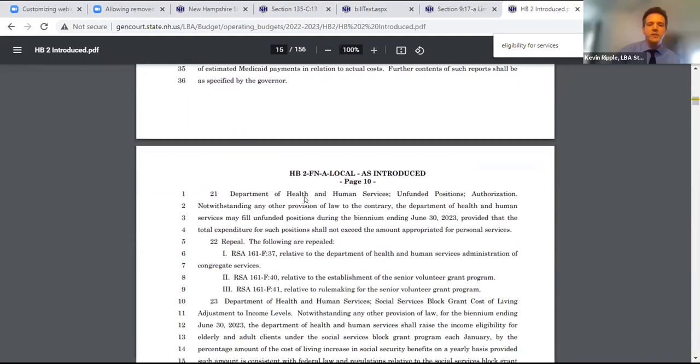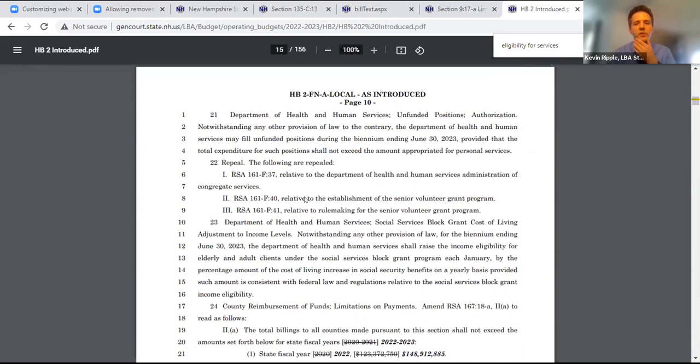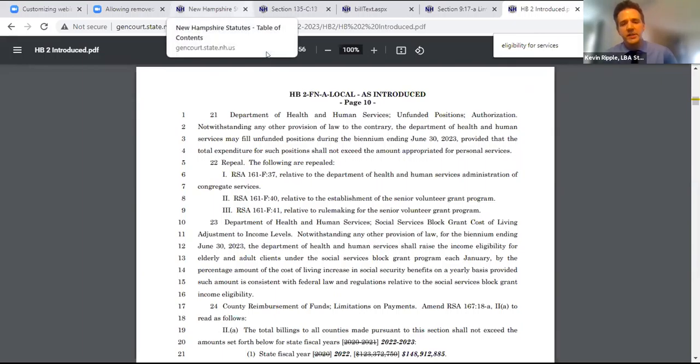The next section that pertains to Division 3, and fortunately they're all in a block here, is 21 on the next page, which allows the department to fill unfunded positions over the biennium, provided that the total expenditure for those positions doesn't exceed the amount appropriated. So this requires the department to stay within its total appropriation for personnel costs, but fill positions that are unfunded as they arise. This language is unique to HHS. Other departments don't typically have this, although I think corrections may have had it at times in the past.